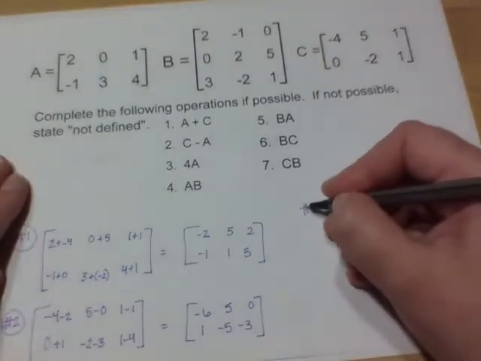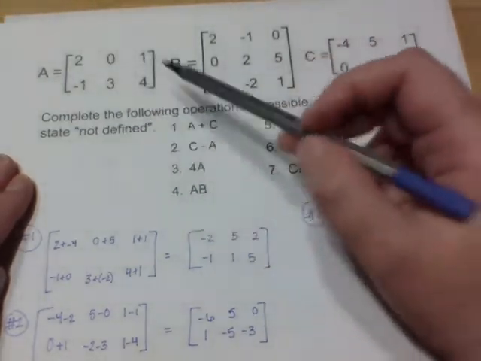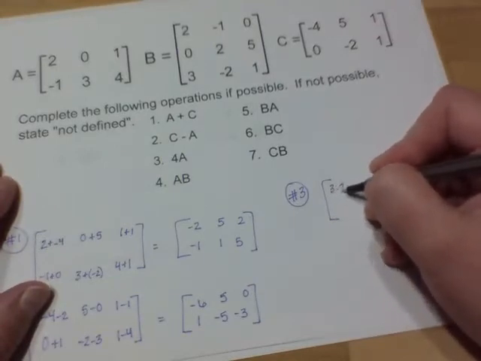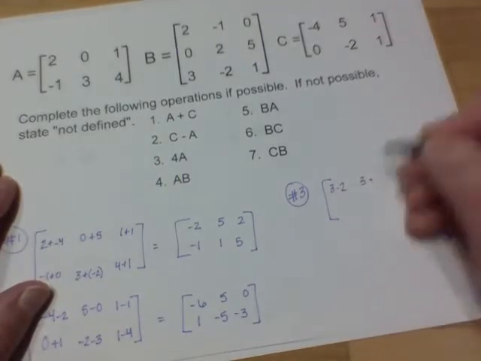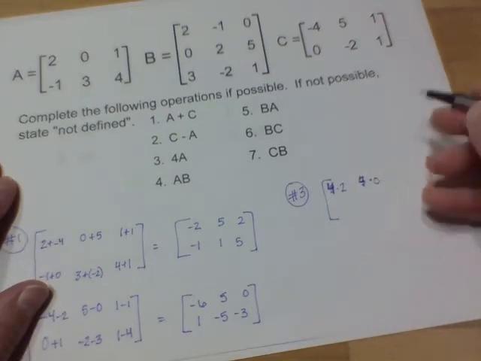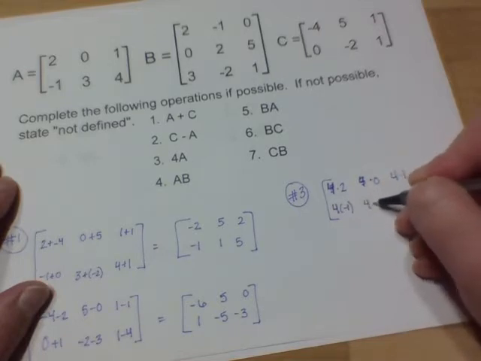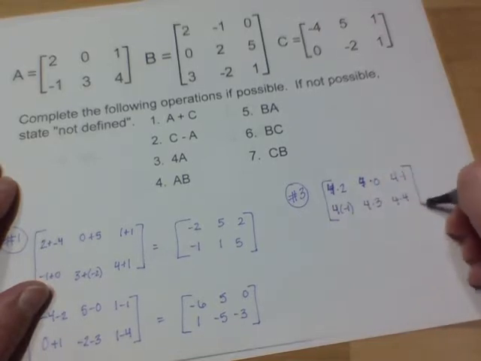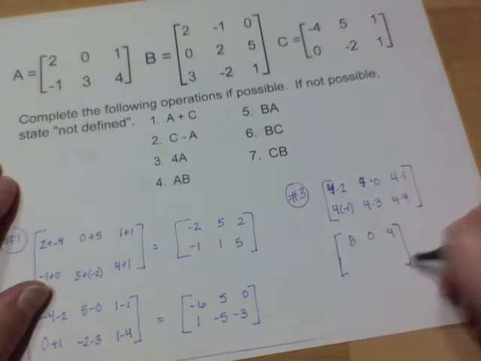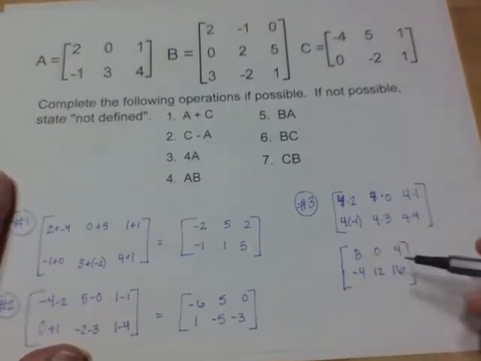All right, and then number 3 is multiplying by a scalar. So all you do is take all of the pieces in part A and multiply each of them by 4. I'm multiplying by 4, sorry. 4 times 2, 4 times 0, and 4 times 1. And then 4 times negative 1, 4 times 3, and 4 times 4. And so your resulting matrix is going to be 8, 0, 4, negative 4, 12, 16. All right, that was number 3.